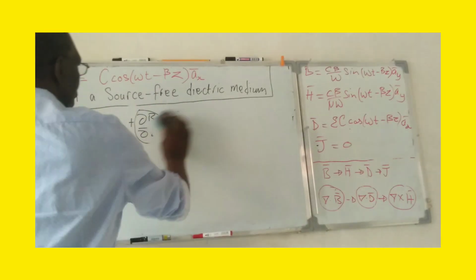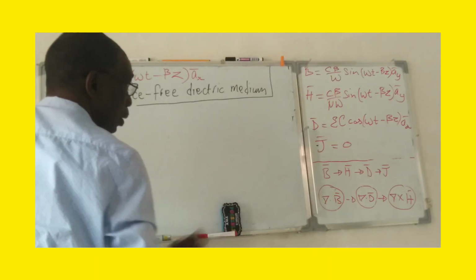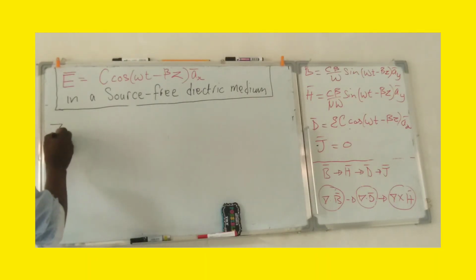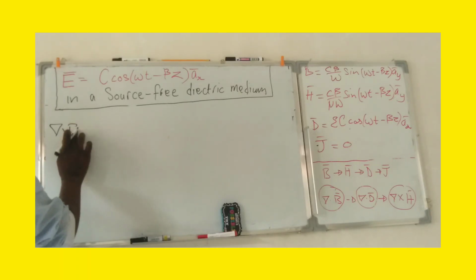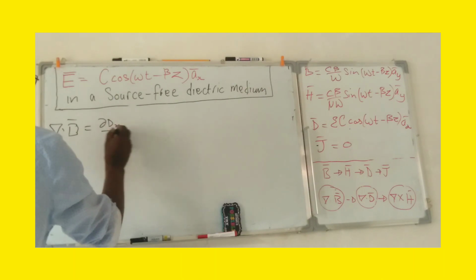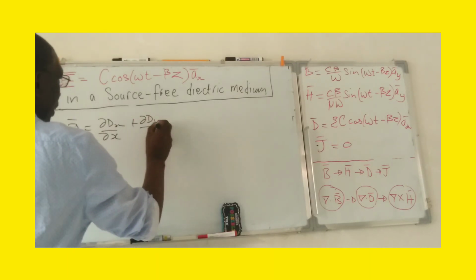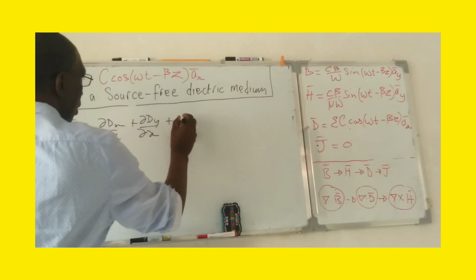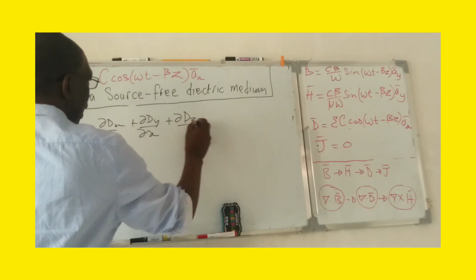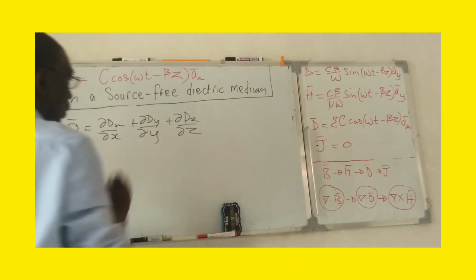Our second part is going to be this part here. The divergence of D is equal to partial D along the x direction, partial x, plus partial D along the y direction, partial y, plus partial D along the z direction, partial z. Oh, so this is supposed to be y, sorry.